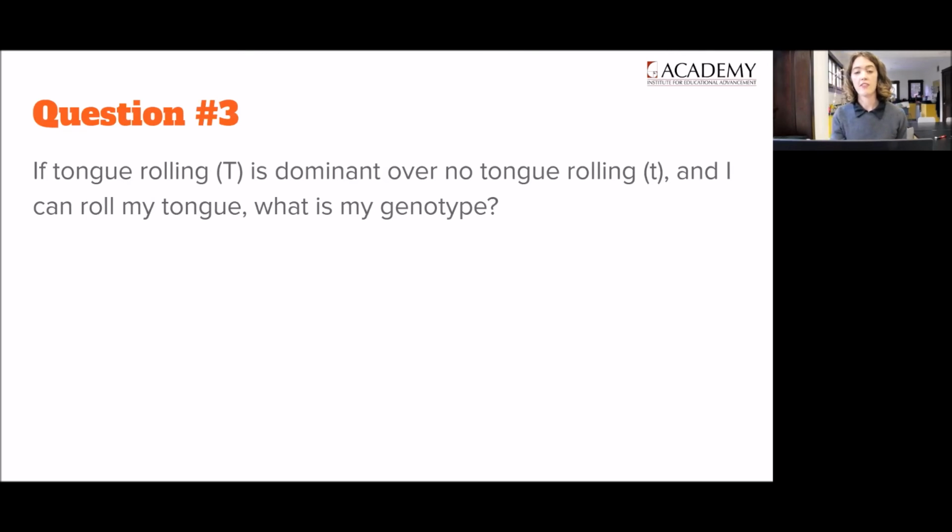So you can figure out first my genotype, given that I can roll my tongue. And then maybe even you can figure out your own genotype, or at least what it could be, based on if you can or cannot roll your tongue. So I'll give you a minute to do that. And again, tongue rolling is capital T, no tongue rolling is lowercase t, tongue rolling is dominant.